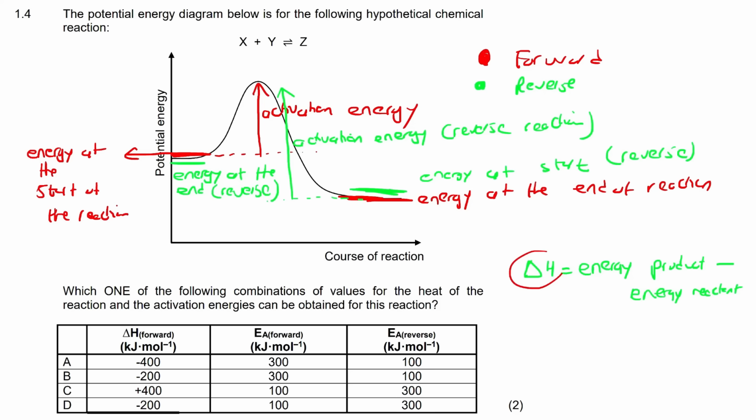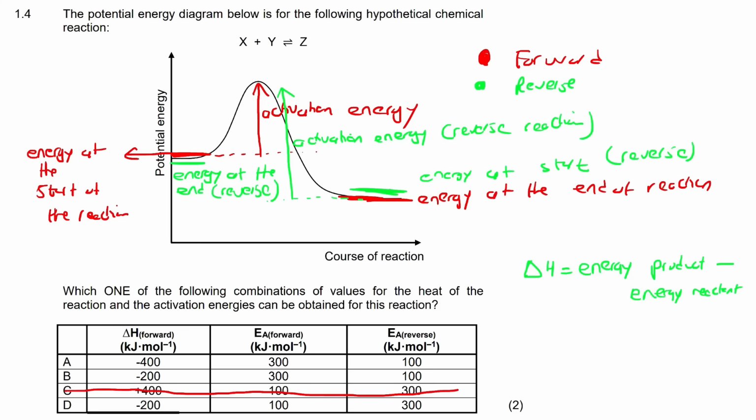So if you had to go work out the delta H for that reaction, would you get a positive or a negative? Well, you would have a smaller value subtracting a larger value. So you'd get a negative delta H. So the answer cannot be C, because that's got a positive delta H. Okay. So we still have quite a lot of options available, don't we?